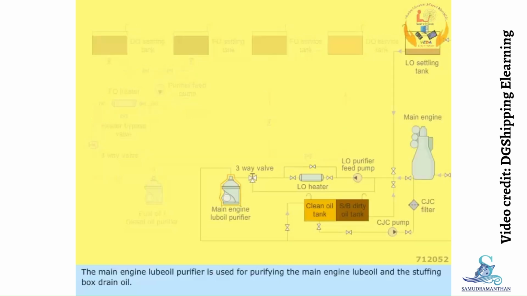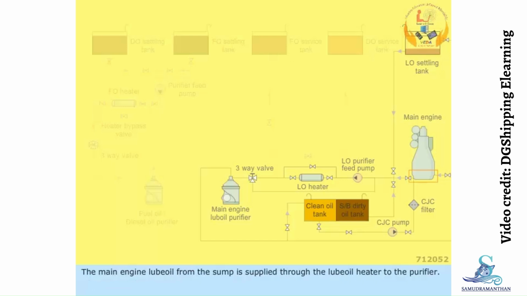The main engine lube oil purifier is used for purifying the main engine lube oil and the stuffing box drain oil. The purifier feed pump can take suction from the main engine lube oil sump, stuffing box dirty oil tank, and the main engine lube oil settling tank.